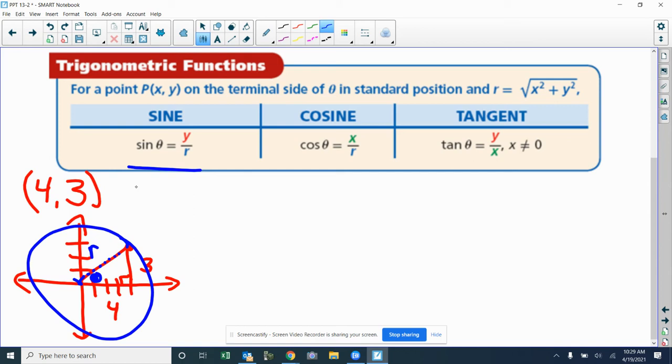So we're going to have 4 squared plus 3 squared equals our r squared, our hypotenuse. 16 plus 9 ends up being 25, so what is our radius there? 5. Now we're ready to do sine, cosine, tangent. See what you can do.